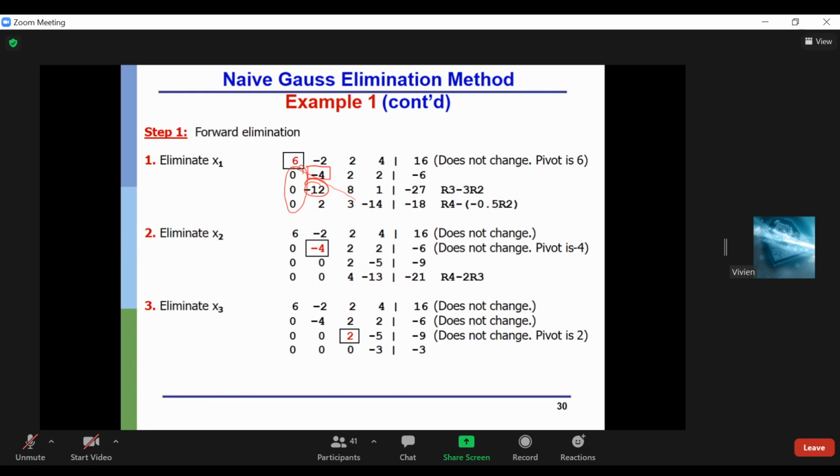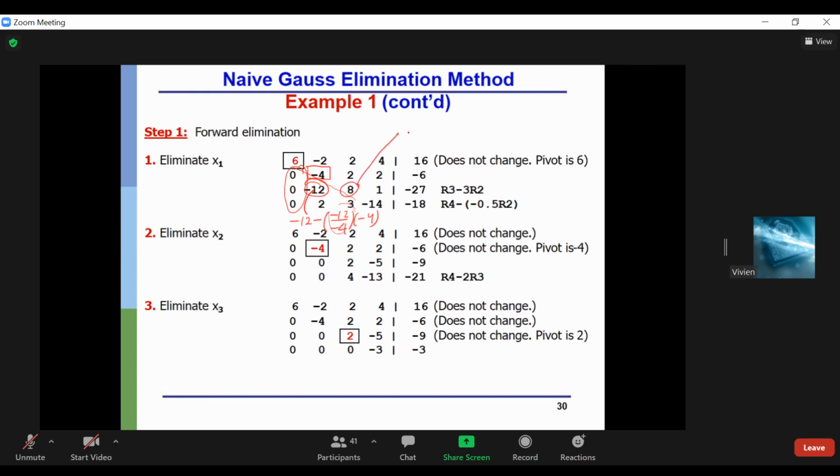Now how to do the subtraction? Again, similar to before, we have now minus 12 minus the coefficient itself, minus 12, divided by the pivot element, which is minus 4. This is multiplied by minus 4. So that one will be positive. Negative, negative will be positive. So positive 12, minus 12, positive 12, so that will be 0.